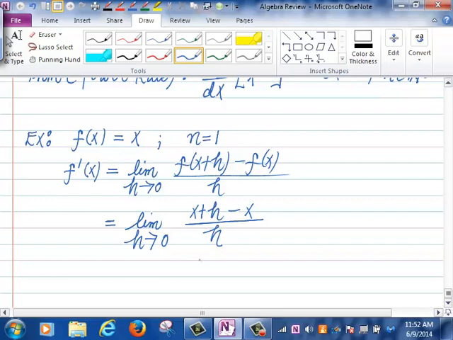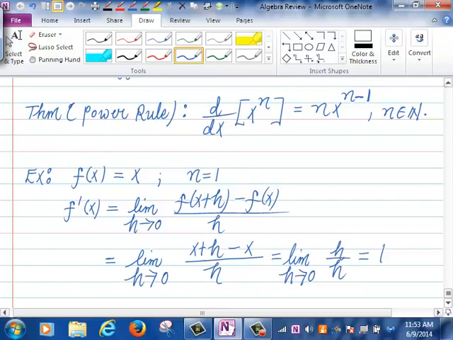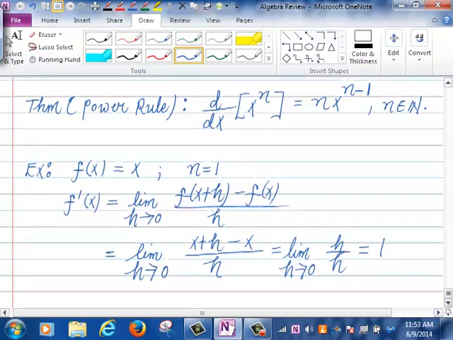Are we okay with that? And then this is the same as the limit as h goes to 0 of h divided by h, which is 1, right? So in this case, the derivative is 1, which agrees with my formula here. If n is 1, then the derivative is 1 times x to the 1 minus 1, which is x to the 0, which is 1. So it agrees with my formula in this case.